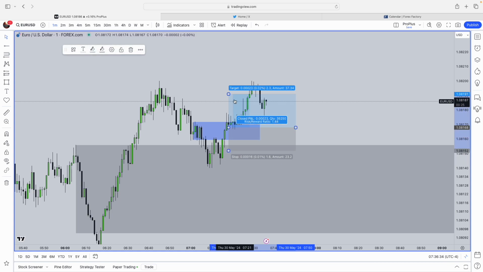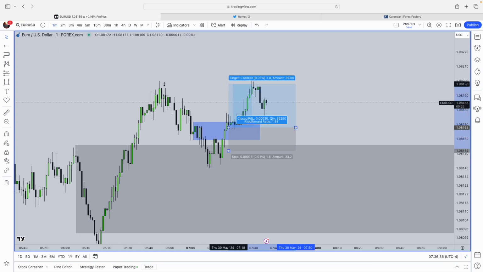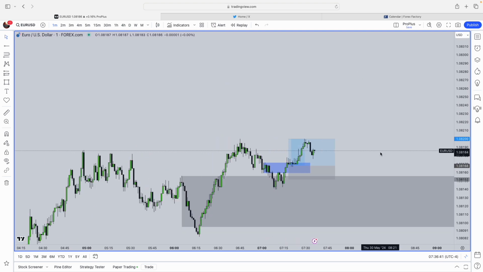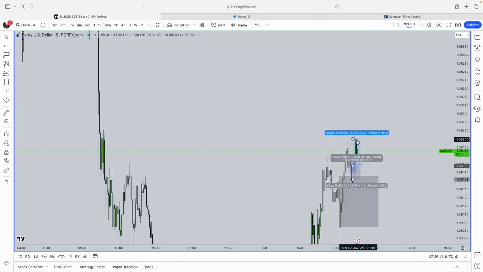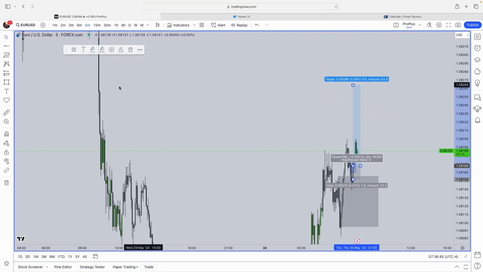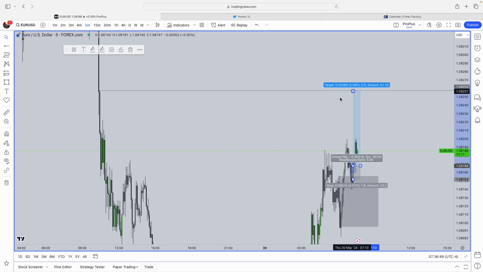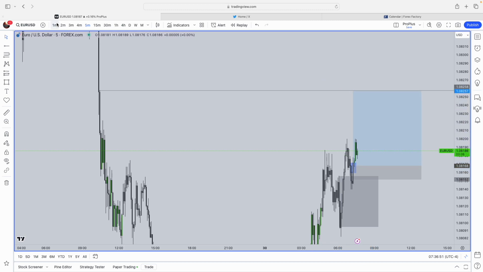Stops just below. First target would be that high here, so 2 to 1. And then next target potentially be this low here. So something like that.